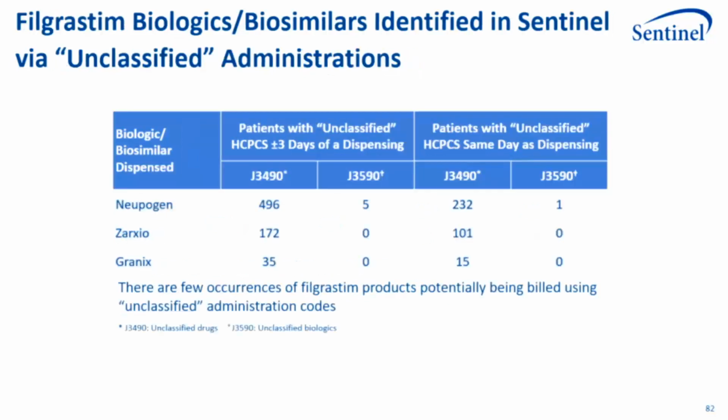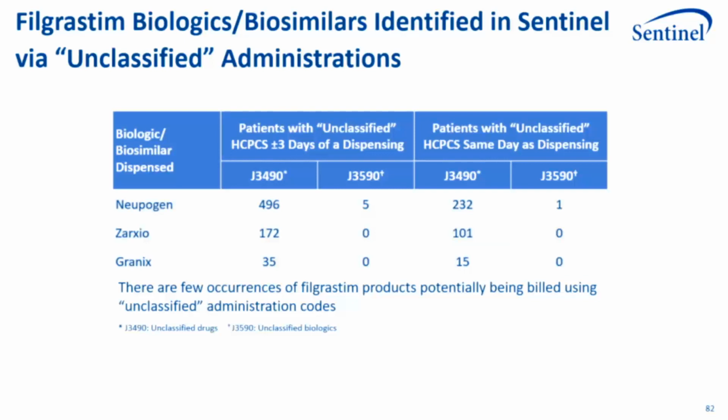So now I will move on to that exploration of, do we think we're going to miss a lot of people? Are people getting these products and those specific product codes are not being used? So this was an exploration of those unclassified codes. The way that the study team set this up was they said, find everyone who has a dispensing for one of the products, so one of the NDCs, and then look in the 3 days before and the 3 days after for one of the unclassified biologics or unclassified drug codes and see what we see.